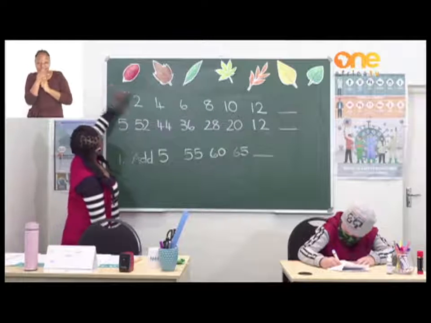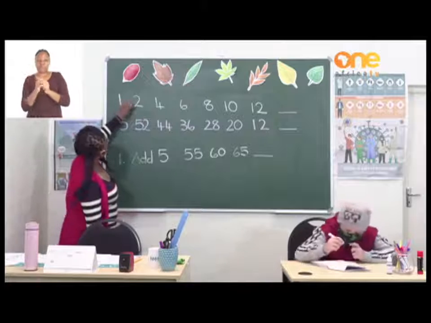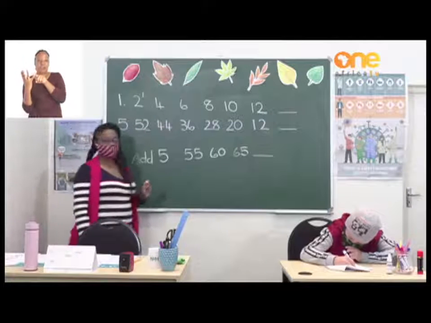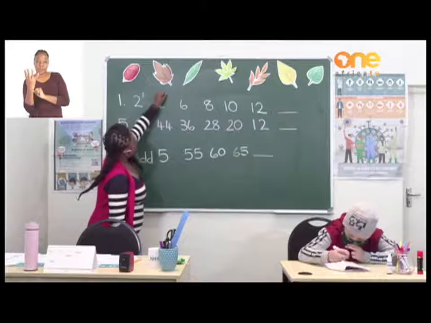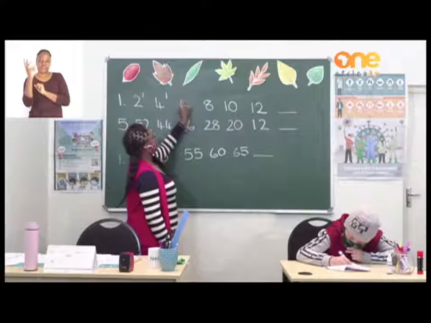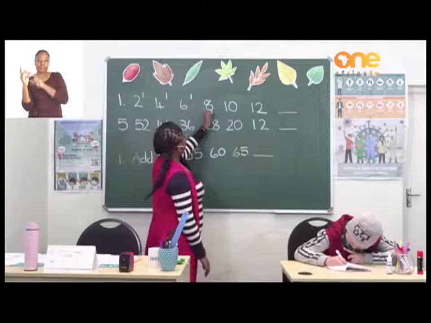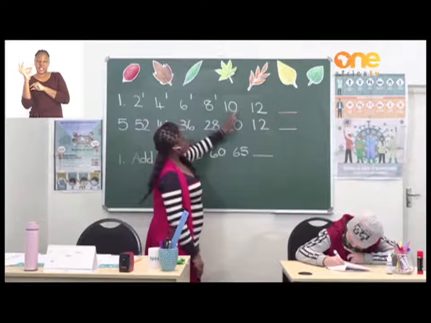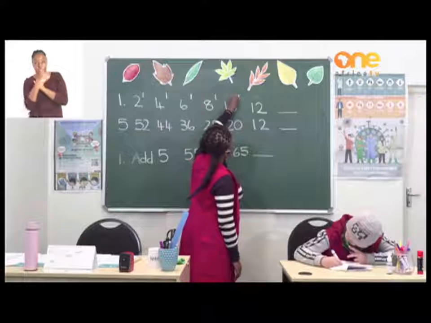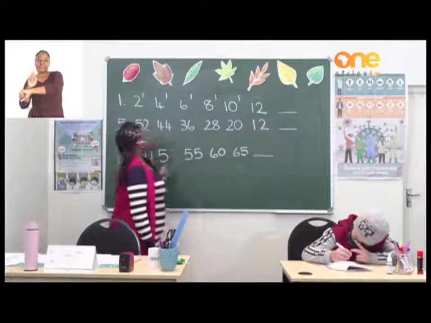So we're going to have 2, and we count on until we get to our next number. So we have 2, 3, 4. Let's move on. Counting on 4, 5, 6. Let's keep going. 6, 7, 8. Let us continue. 8, 9, 10. Let's count together. 10, 11, 12.